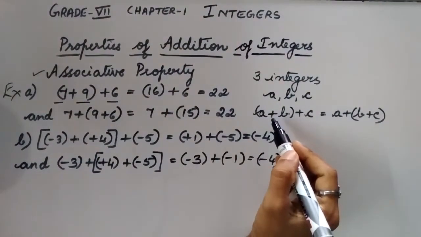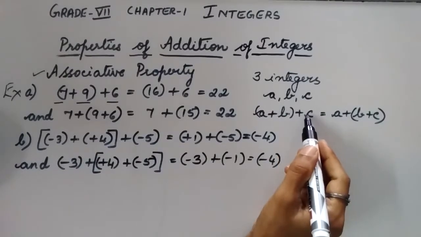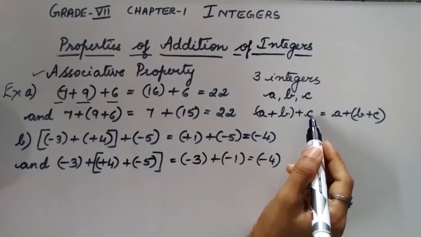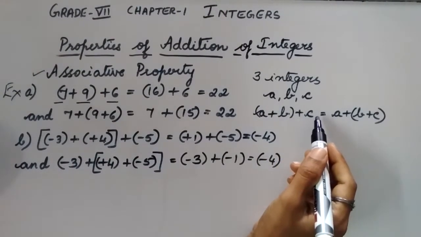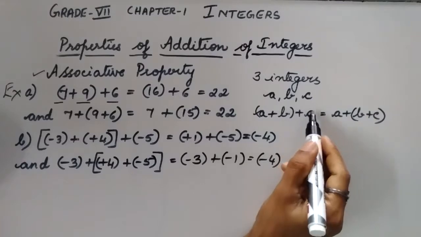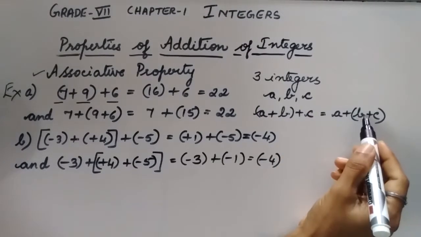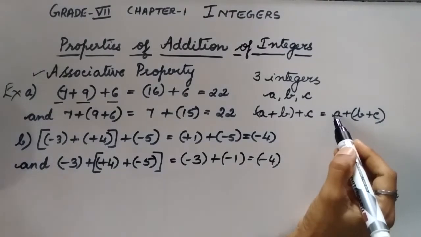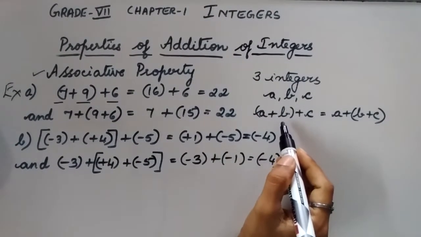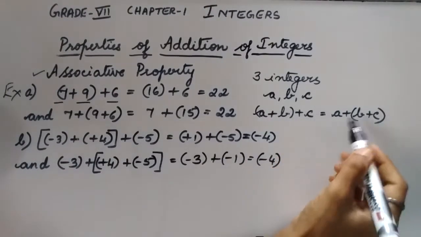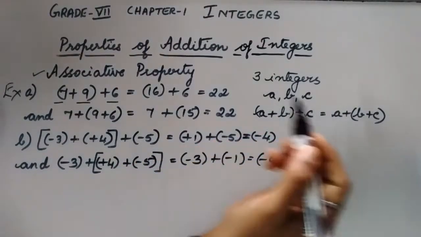That is, if we add more than two integers, now there are three integers here, isn't it students? So if we add more than two integers in any order, first we will add a plus b and then c, and here we will add b plus c first, and then the sum of b plus c we will add to a. So, if we add more than two integers in any order, the sum remains the same. Now, let us see this with an example here.